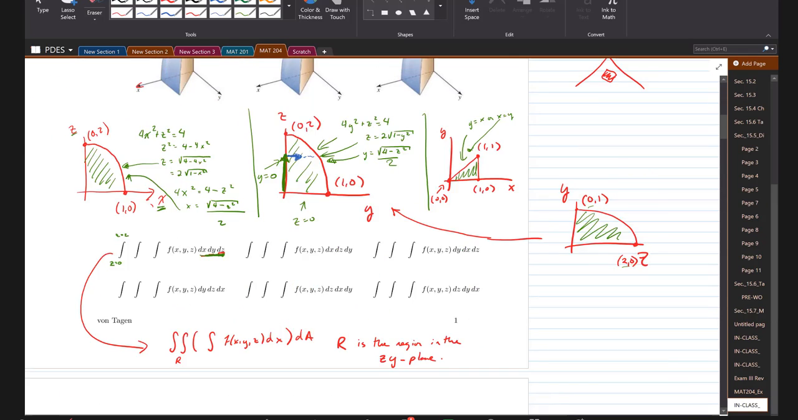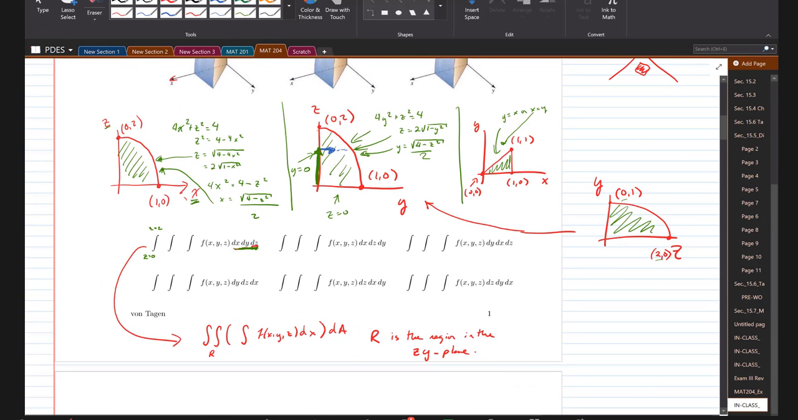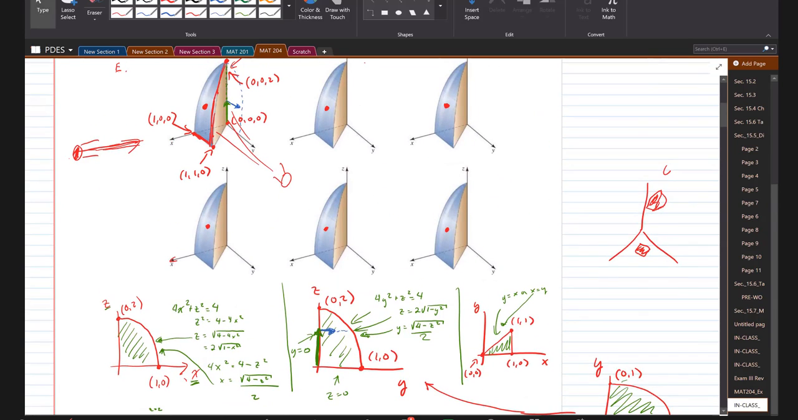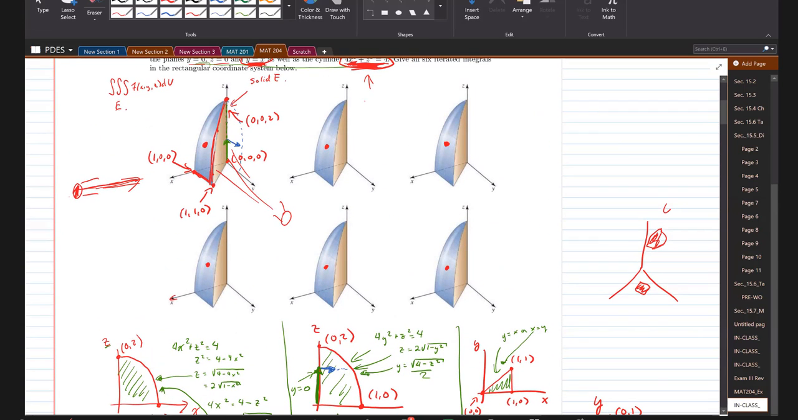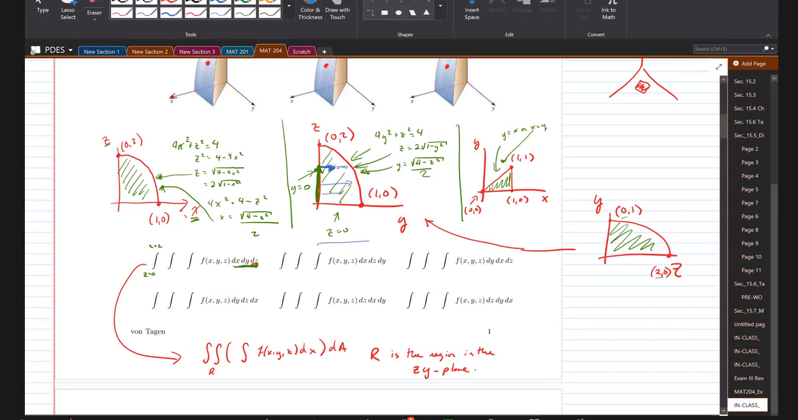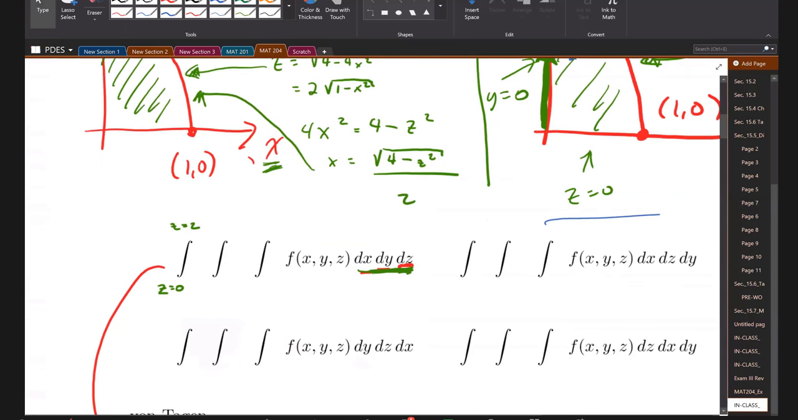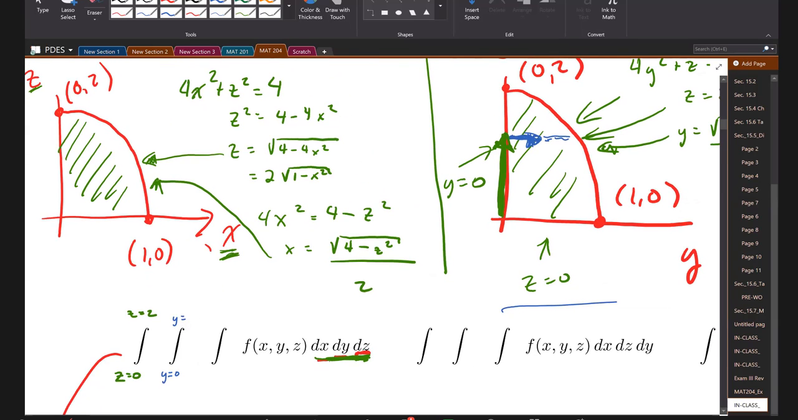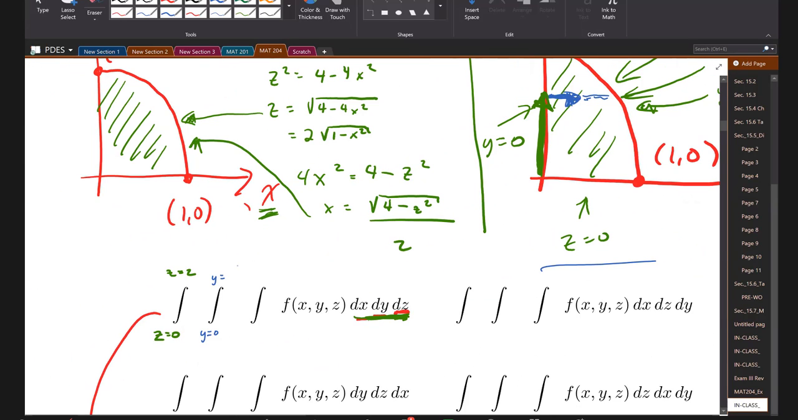So my y values are free to run how? Here's where I think these pictures get cluttered and it's sometimes hard to see what's going on. This is why having drawn that region as just a plane is much easier. My y values can range anywhere between 0, because notice all these arrows would start at 0, so from y equals 0 up until y equals, where we hit that curve, the square root of 4 minus z squared all over 2.